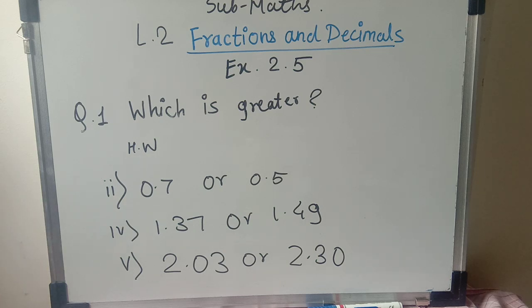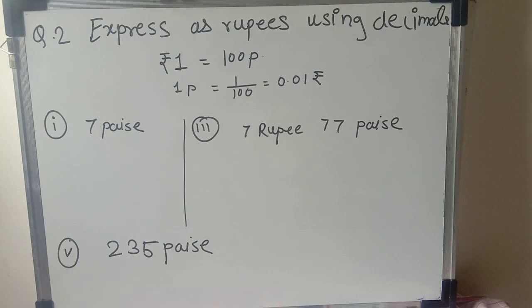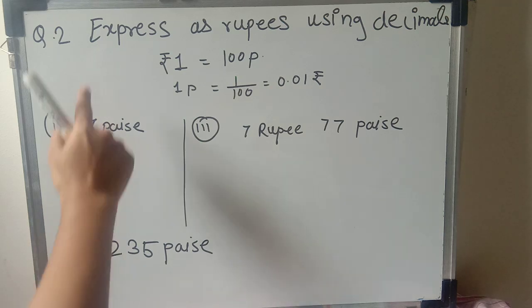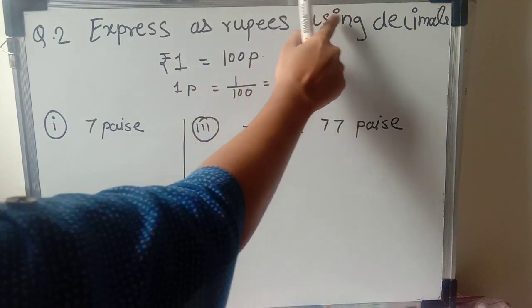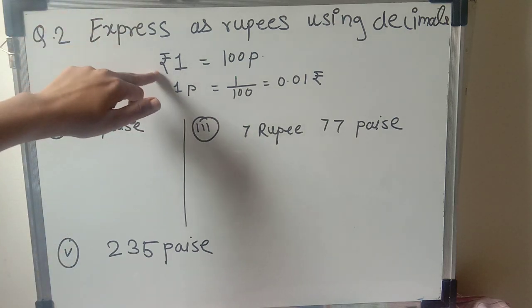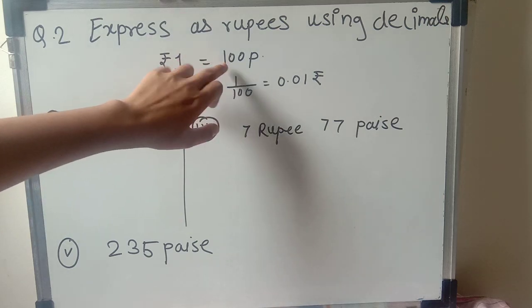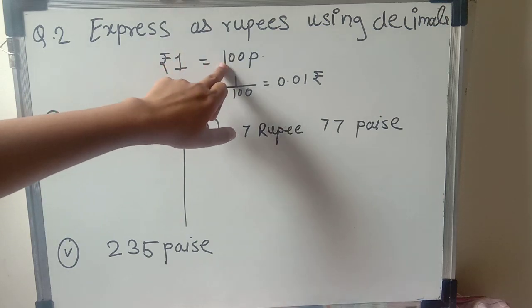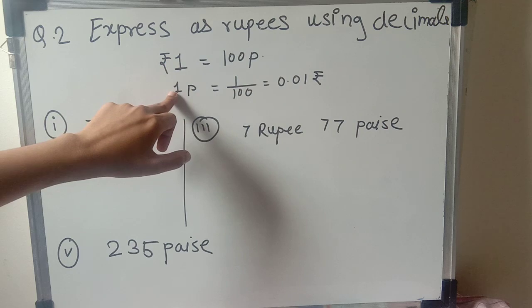Okay, so let's now solve question number 2. Question number 2 is very easy. What we have to do is express as rupees using decimals. They have given examples of rupees and paisa, where we have to use the decimal point. How? Let's see. Now we all know that 1 rupee is equal to how many paisa? That is 100 paisa. So what is the value of 1 rupee? 100 paisa. But what about 1 paisa?